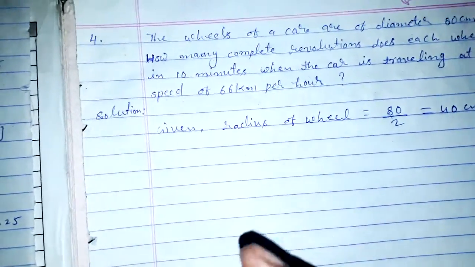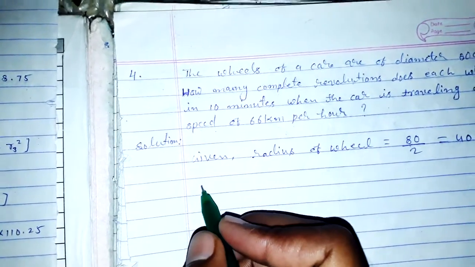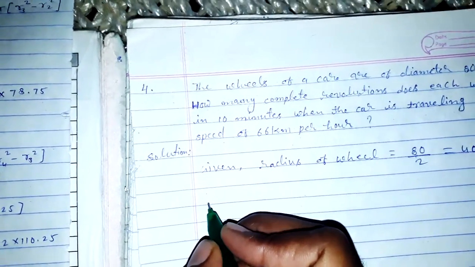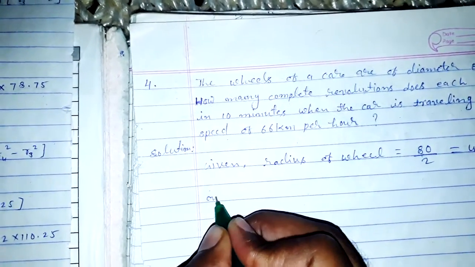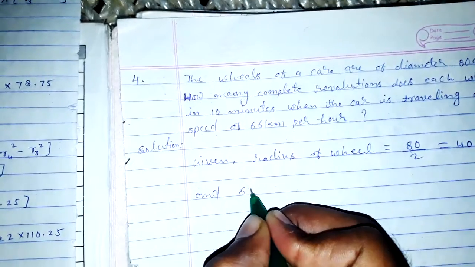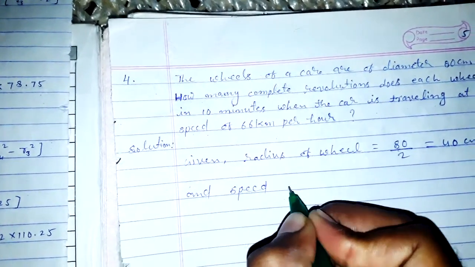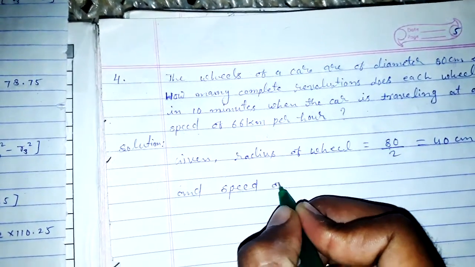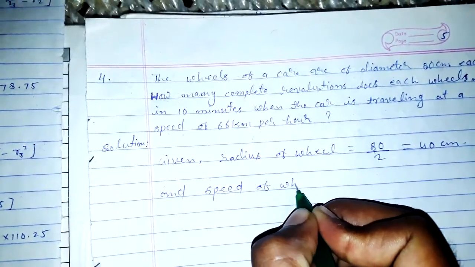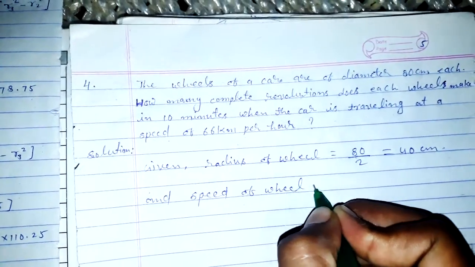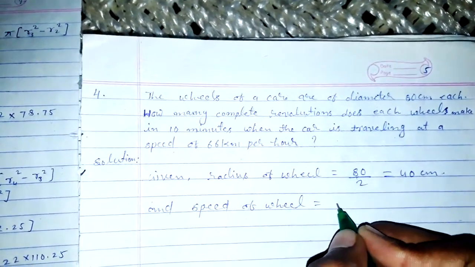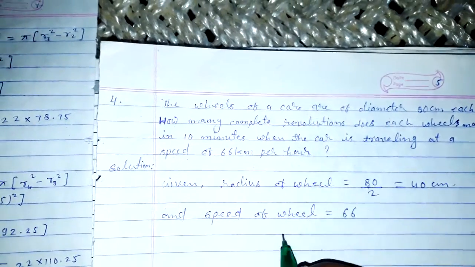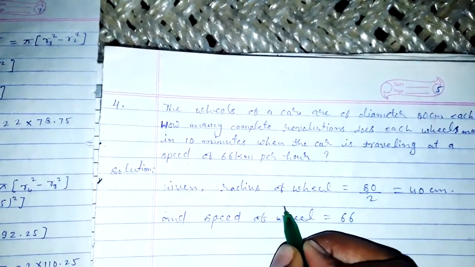So first, the speed of the wheel is 60. Wheel means the wheel of the car, so here we use the car.